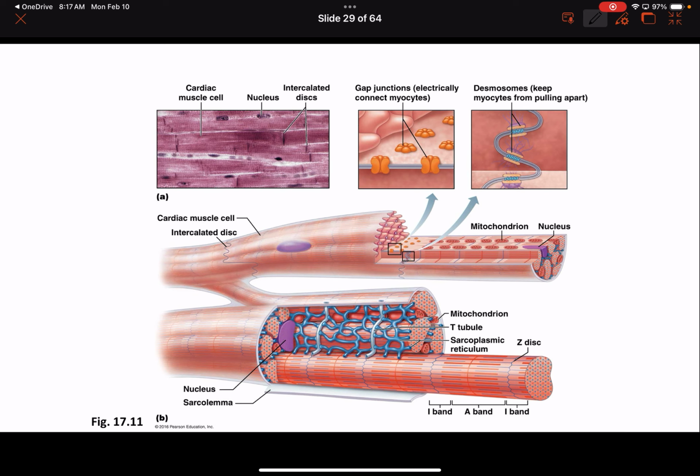And so those intercalated discs, they are made from gap junctions. So intercalated discs are gap junctions, which are these cellular junctions that have pores. And those pores allow for the ions to travel from cell to cell, so that when we depolarize one cell, then we can depolarize the next, and the next, and the next, to send those action potentials.